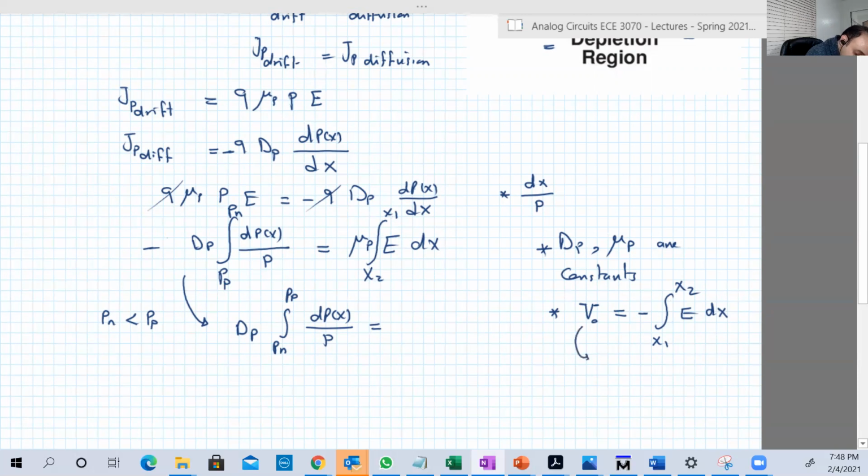So from this relation here for V naught, again, you have a minus. This minus can flip the limits of the integral. So we can remove the minus and make the integral from x2 to x1, x2 to x1 E dx. What is this? This is basically this one.